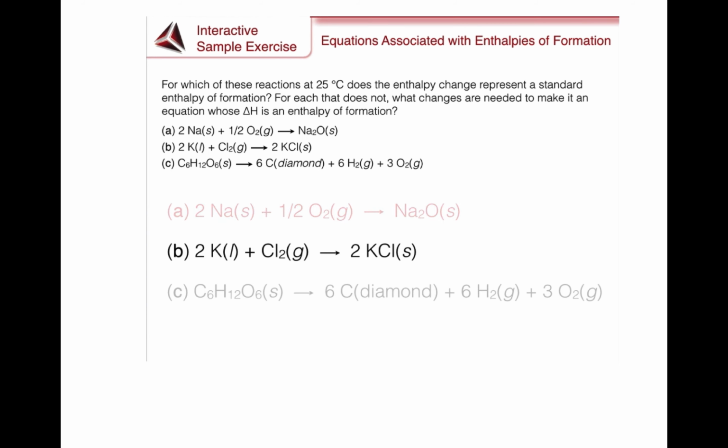In B, potassium is given as a liquid. It must be changed to the solid form, its standard state at room temperature. Furthermore, 2 moles of KCl are formed, so the enthalpy change for the reaction as written is twice the standard enthalpy of formation of KCl. This means that B is not an equation associated with an enthalpy of formation. The equation for the formation of 1 mole of KCl is 1 mole of potassium solid plus a half a mole of chlorine gas, giving 1 mole of KCl solid.